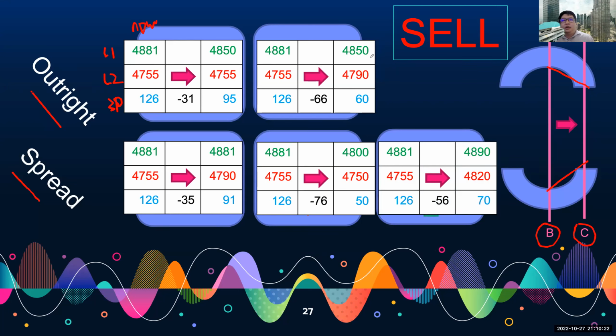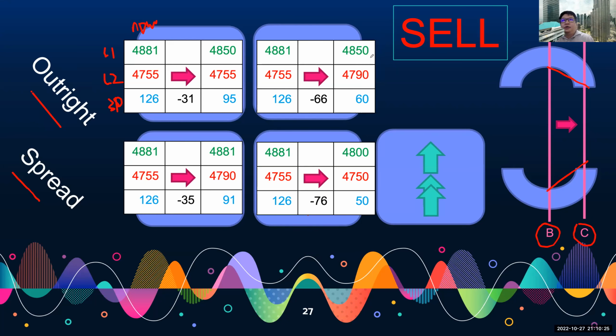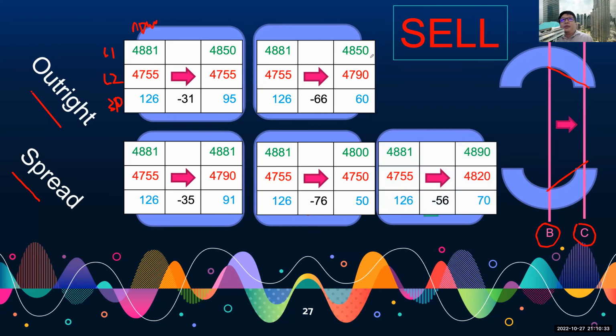The last example here is the second leg goes up faster than the first leg. So the first leg goes up only 9 points. 4881 goes up to 4890 is 9 points. The second leg is from 4755 to 4820, so let me see, 45 plus 65 points. So at the end, you get spread narrowing from 126 to 70, drop 56 points.